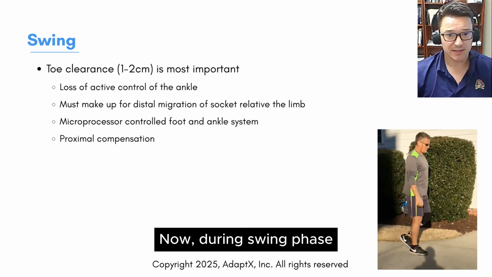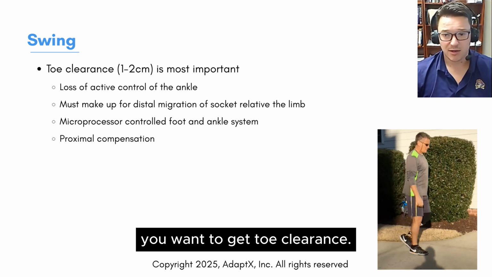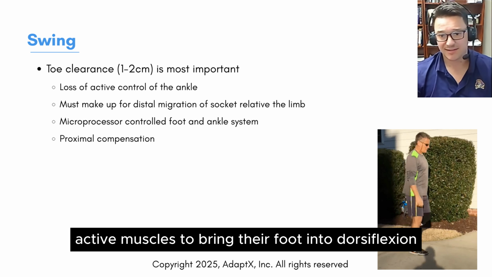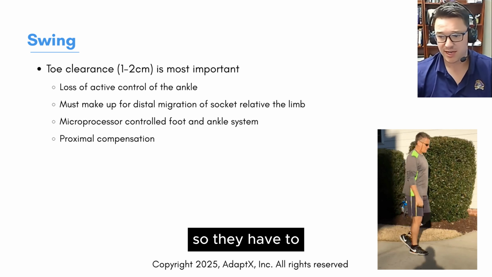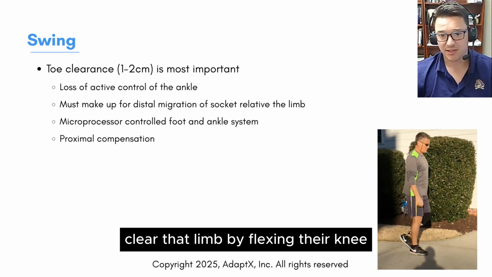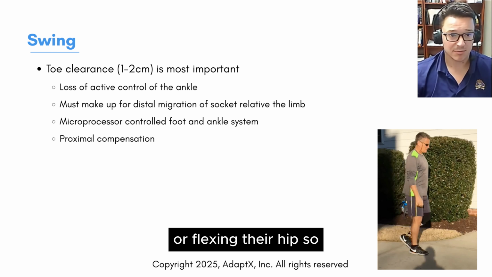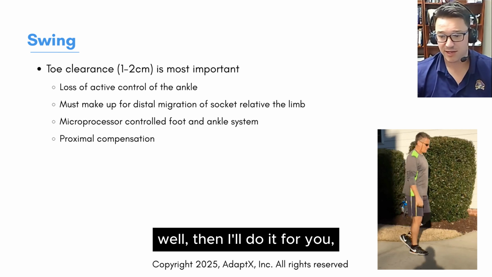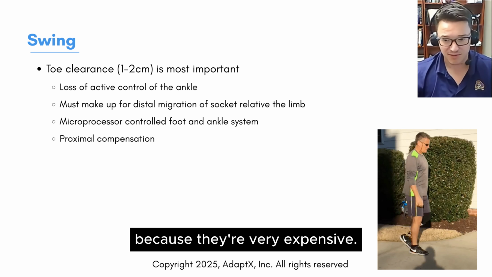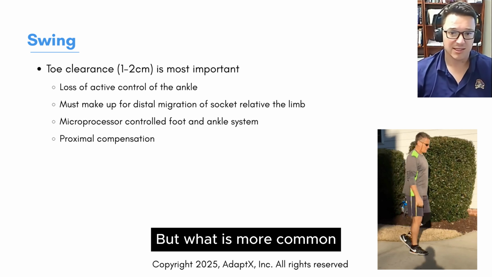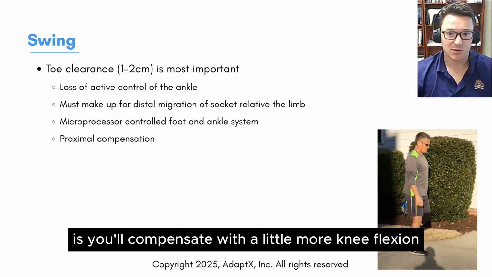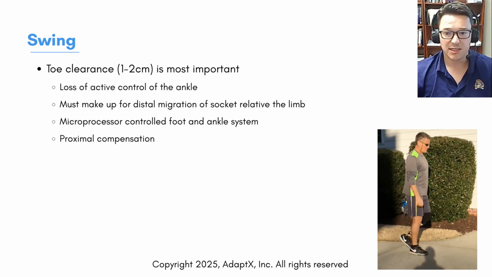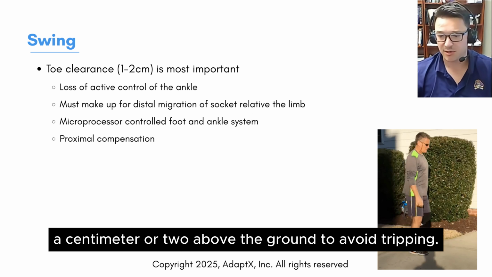Now, during swing phase, you want to get toe clearance. With these feet, they don't have active muscles to bring their foot into dorsiflexion, so they have to clear that limb by flexing their knee or flexing their hip. If you have a microprocessor foot or ankle, well, then it'll do it for you. But those are not common because they're very expensive. What is more common is you'll compensate with a little more knee flexion or a little more hip flexion to really clear that toe a centimeter or two above the ground to avoid tripping.